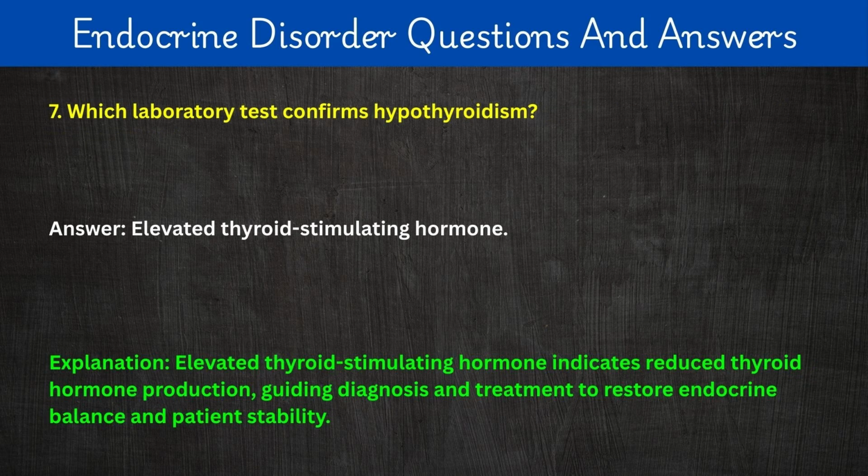7. Which laboratory test confirms hypothyroidism? Answer. Elevated thyroid-stimulating hormone. Explanation. Elevated thyroid-stimulating hormone indicates reduced thyroid hormone production, guiding diagnosis and treatment to restore endocrine balance and patient stability.